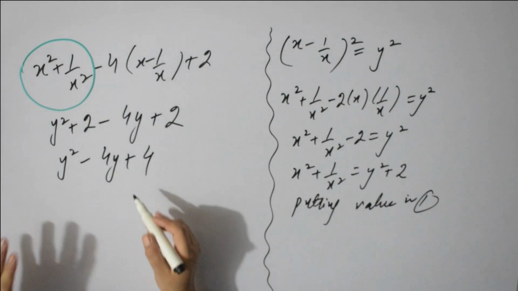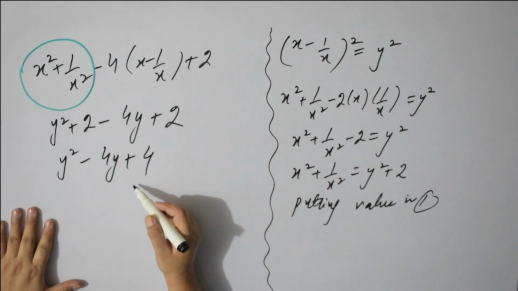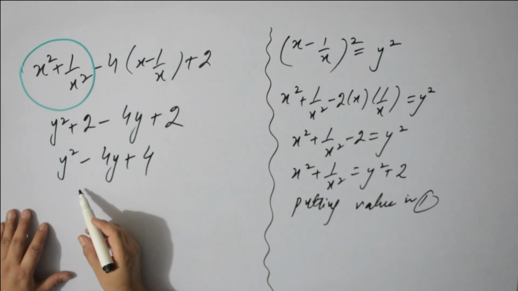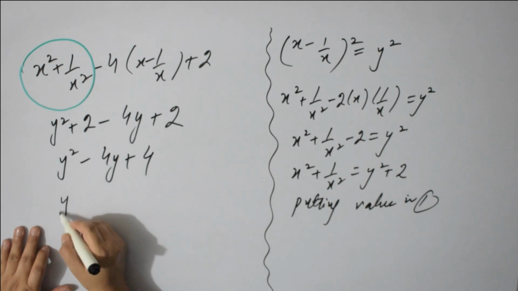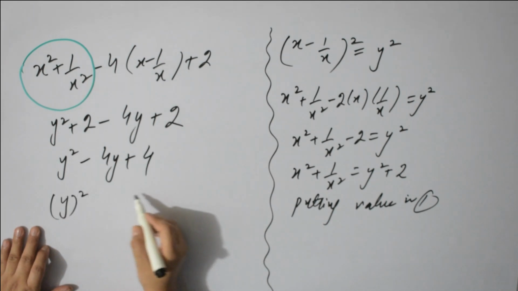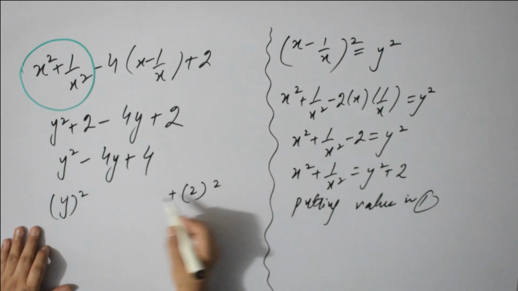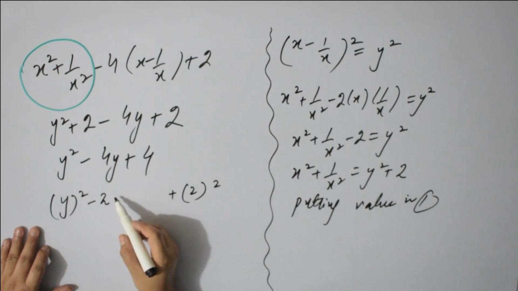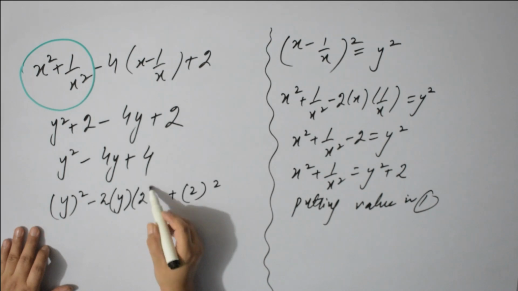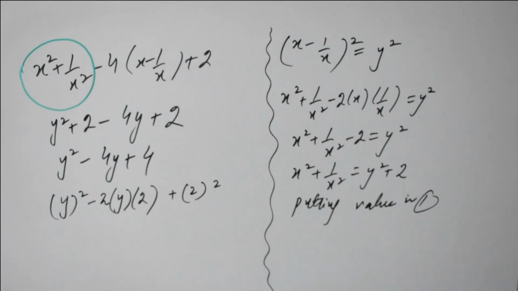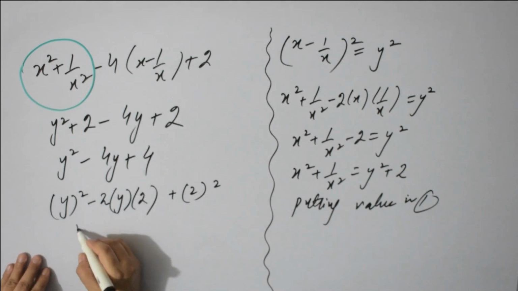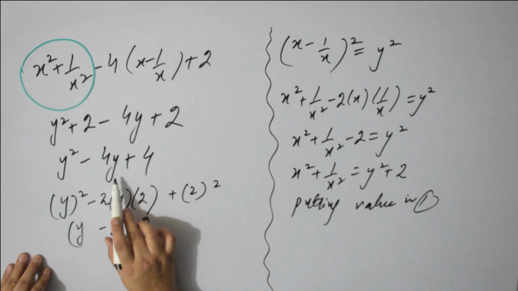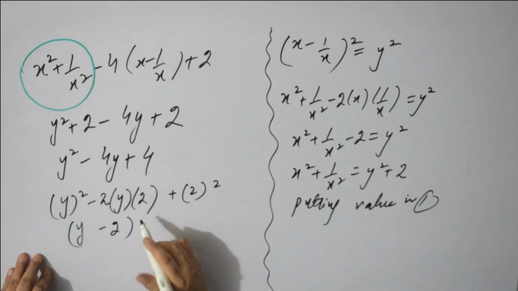Now again you can do from here onward middle term breaking, or you can use its formula or completing the square. So I'm going for its formula. So it is 2 whole square, then you see minus 2 into y into 2. It is the formula of y minus 2 whole square. Look, 2 times is 4, the middle term is equal, so y minus 2 whole square.